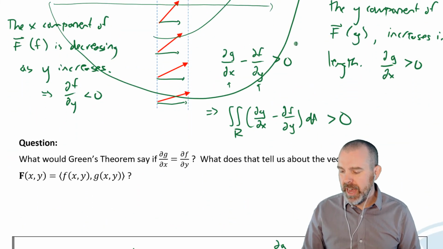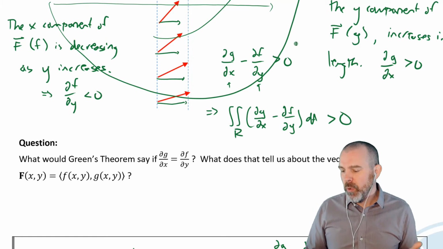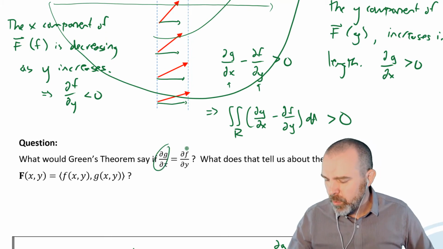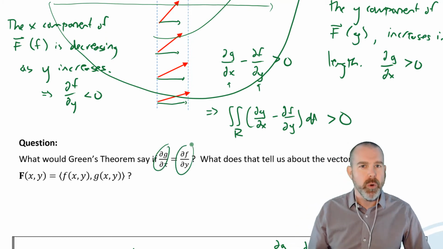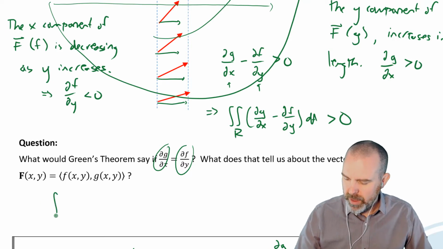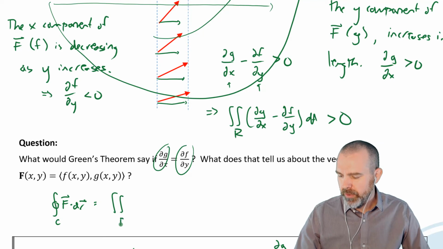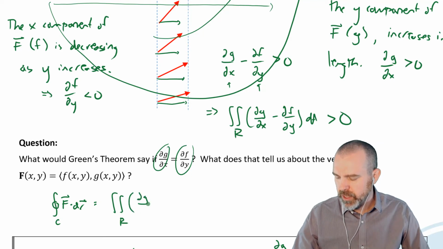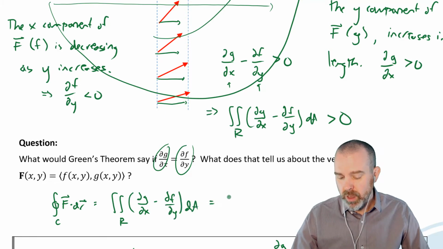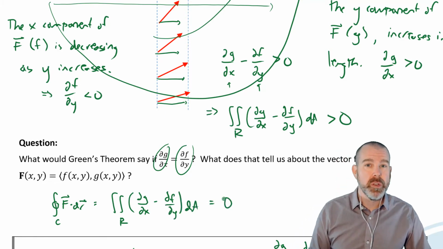One last fact on this side, and then we'll do an example. So what would happen if those two partial derivatives were equal? Well, think about that. If they were equal, well then the line integral, and this is actually over a closed curve, so I should be doing circles here, would be the double integral over the region of the partial derivative of g with respect to x minus the partial derivative of f with respect to y dA. If those were equal, then that's just 0.